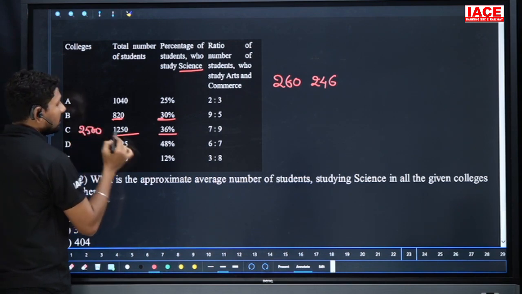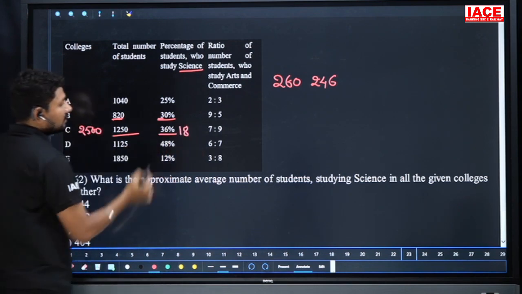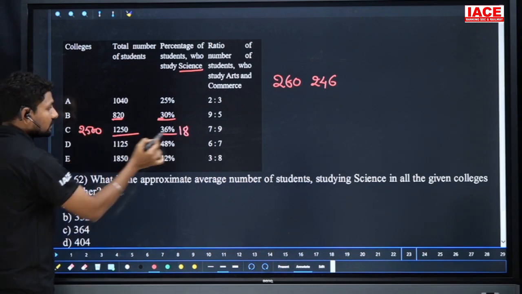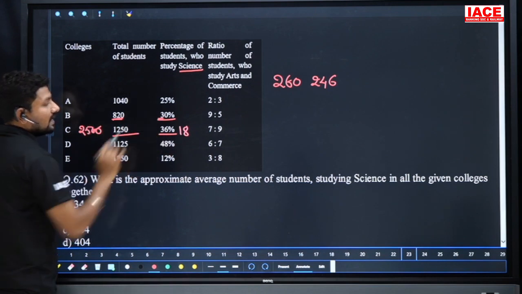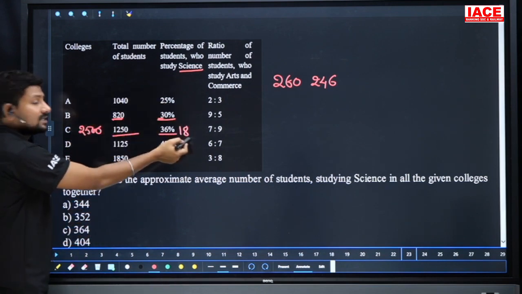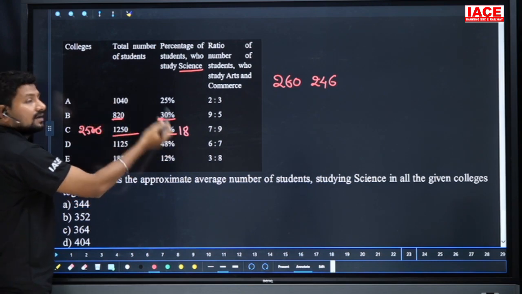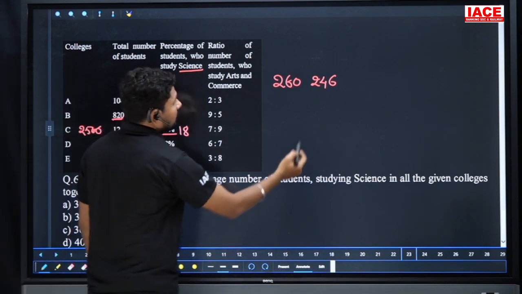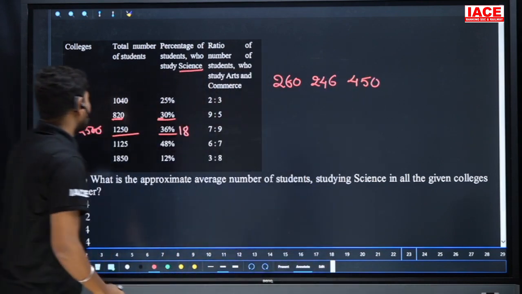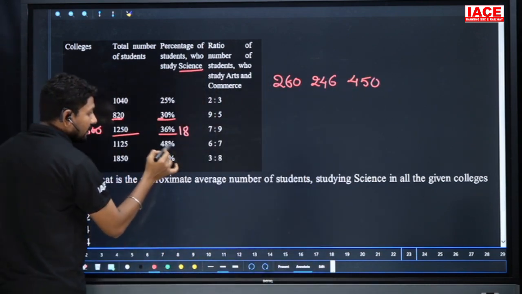It becomes 2500. Then 36 becomes 18. 18 percent of 2500, the 2 zeros cancel: 25 times 18 is 450. It is equal to 450. Next here is also 1125 with 48 percent.